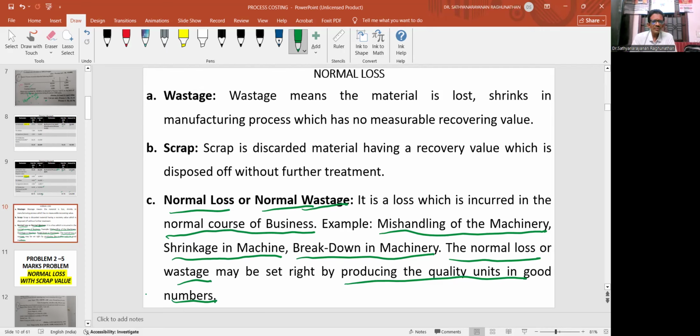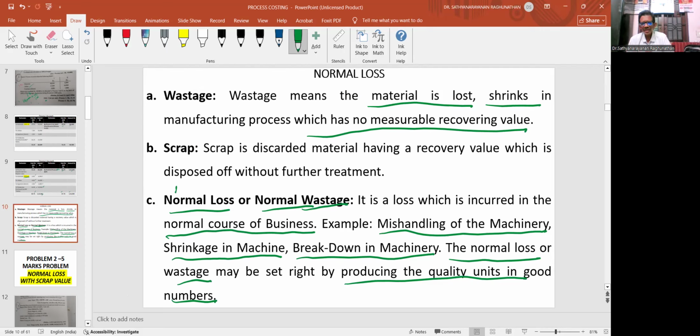Fine. Now, wastage. What is the meaning of the term wastage? Wastage means material is lost, shrunk, in the manufacturing process, which has no measurable recovery value. Once the material is lost, it is lost forever. It cannot be recovered under any circumstances. That is what is called wastage.